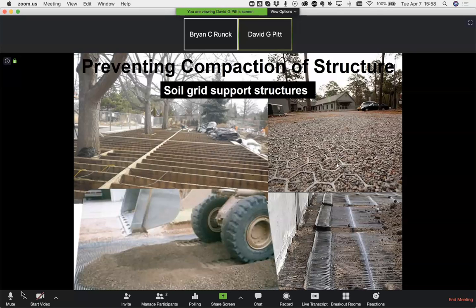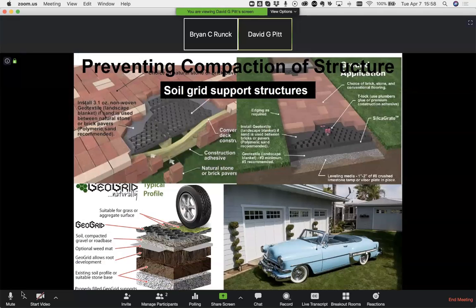On the upper right, we see a hexagonal grid structure that is placed onto the surface of the soil. The idea is to let the hexagonal grid structure support whatever pressure is placed on the soil, rather than the soil particles or the peds themselves. You see another type of structural device in the lower right and the lower left. These structural devices are designed to support heavy weight on the soil, preventing soil structure from being compacted.